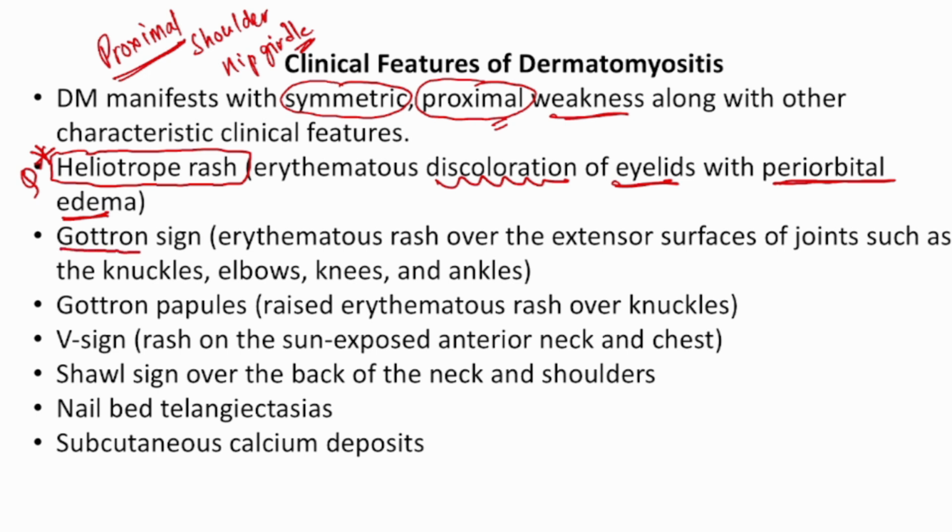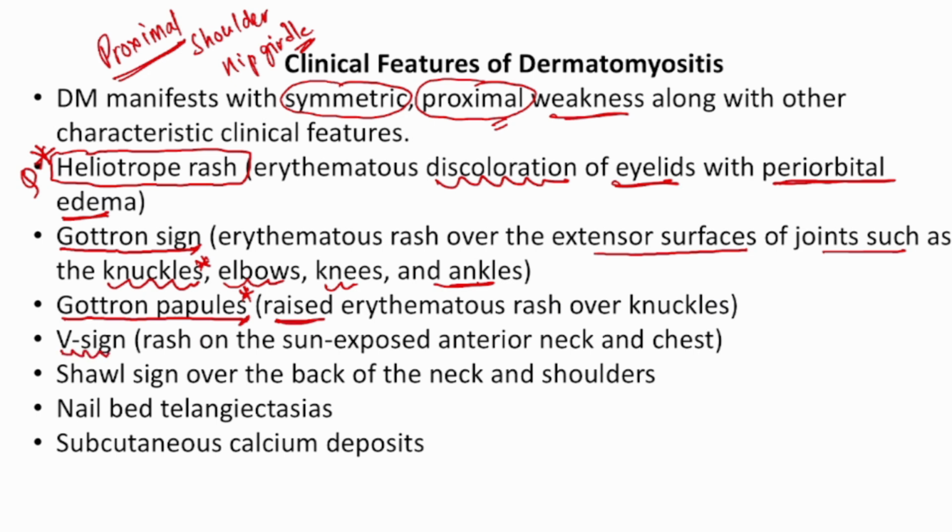Then two very confusing names, one is the Gottron sign and second is the Gottron papule, though it is not confusing as far as names are concerned, because Gottron papule is a papule and sign is a sign. Gottron sign means it is erythematous rash, red colored rash over the extensor surfaces of the joints. Which joints? Knuckles, elbows, knees, and ankles. Mainly we see it on the knuckles. Papules are the same rash when it becomes papular, when it becomes raised above the surface of the skin. Then it becomes a papule and it is raised, right?